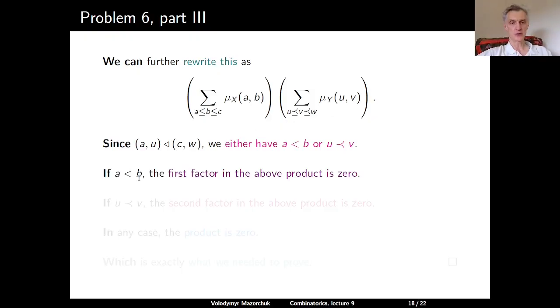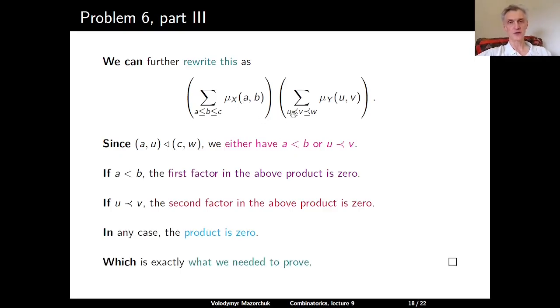If a is strictly smaller than b, then the first factor is 0. If u is strictly smaller than v, then the second factor is 0. But in any case, the product is 0. And that's exactly what we needed to prove. We needed to prove that this is 0, so we proved this. This completes problem number 6.